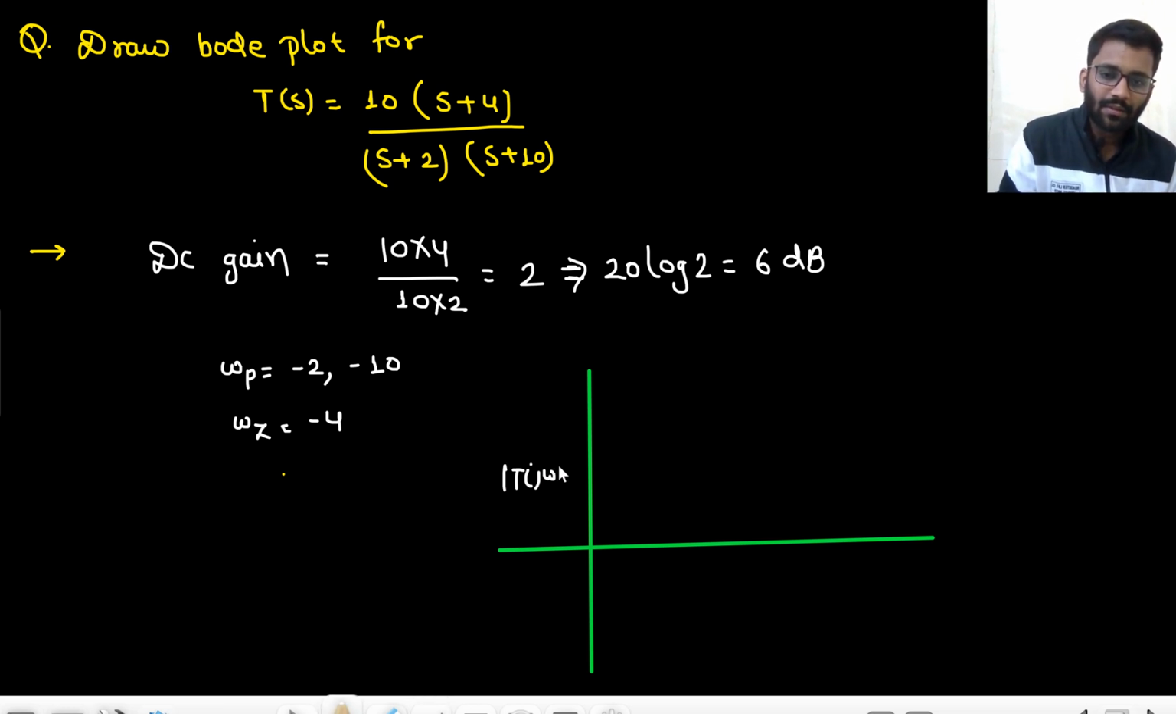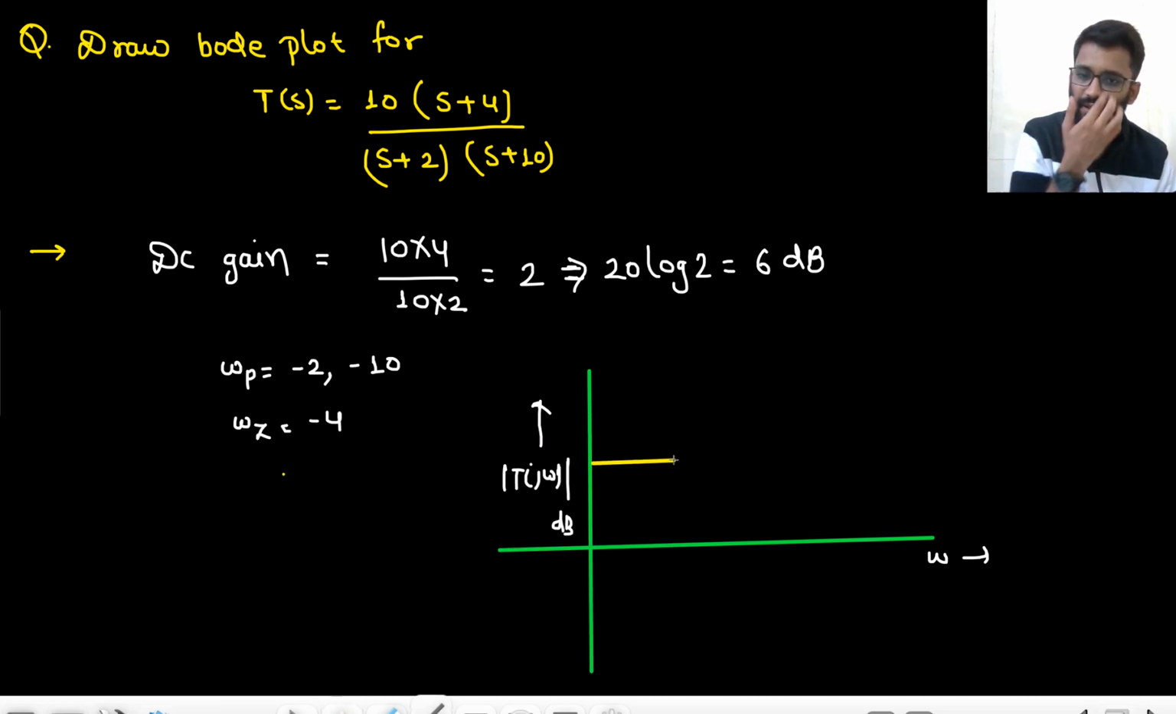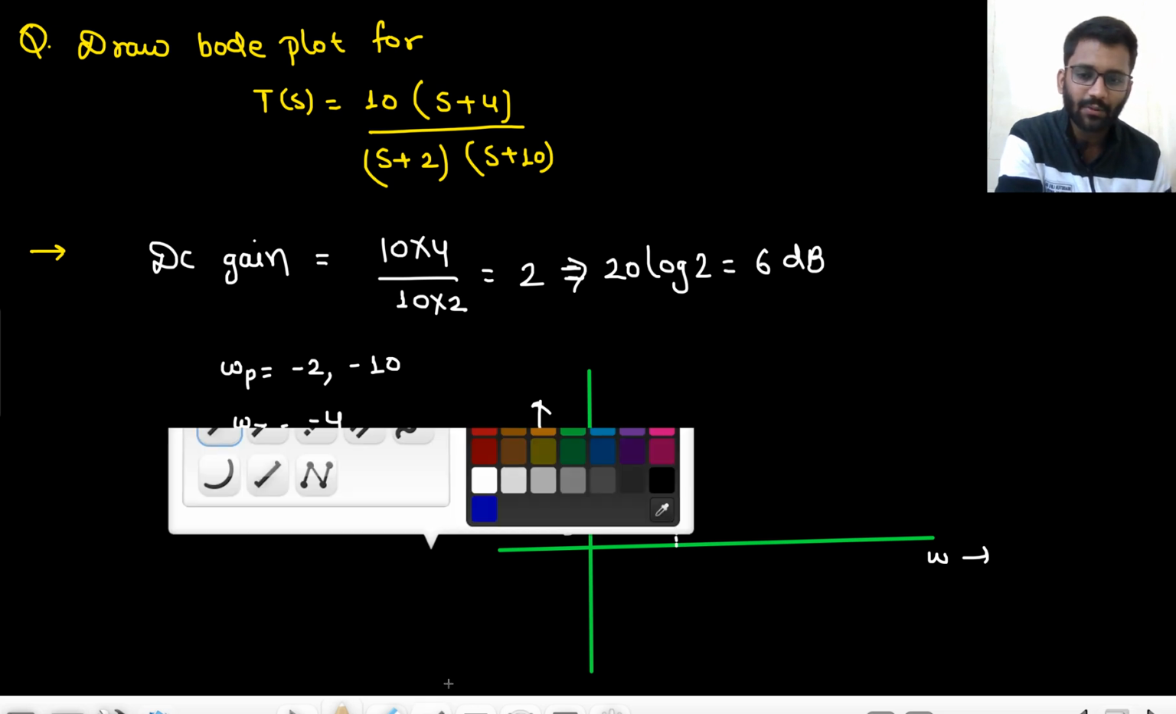This is your gain in dB, and this is your omega. Initially you are having a 6 dB gain. Then what do you encounter first, a pole or a zero? First you encounter a pole, right? If you encounter a pole, that means you will have a negative slope.